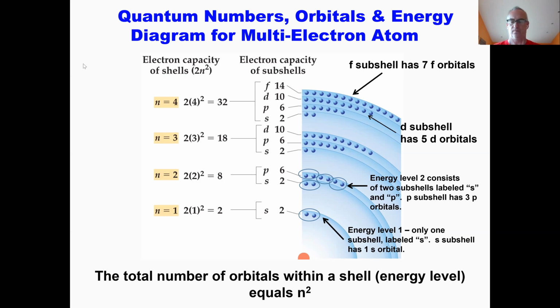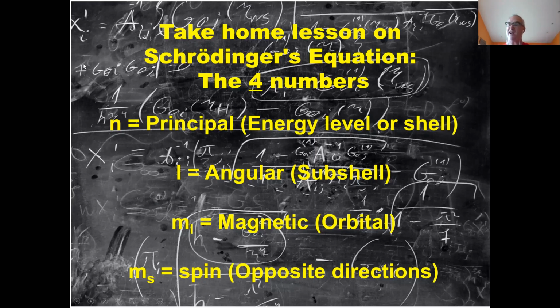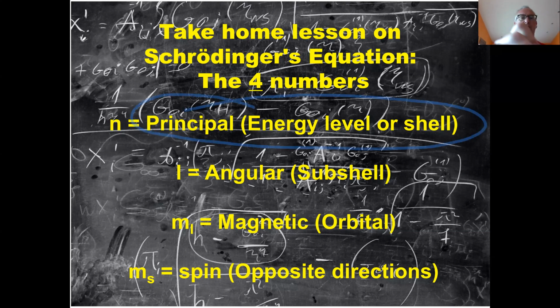So it's our take-home message. I love take-home messages because it's the only one people remember. So 4 numbers. N: how far away from the nucleus are you? That's either the energy level or the shell. They're called both. That's our principal quantum number. So that's our energy level.